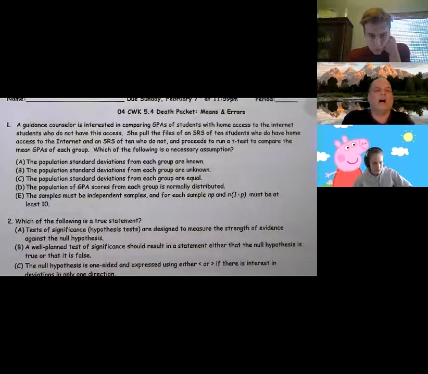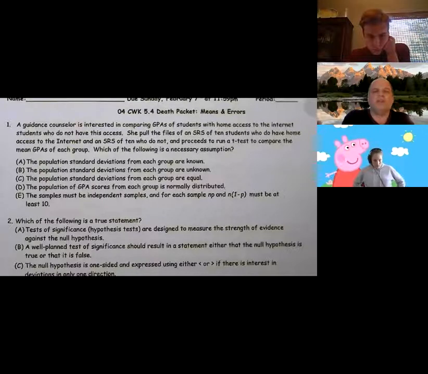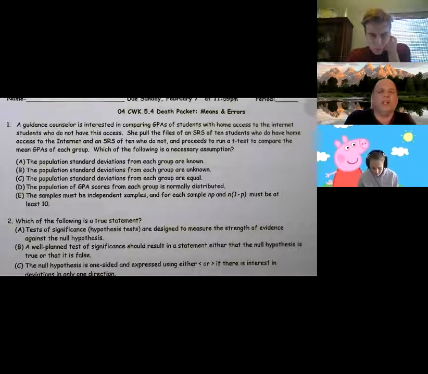All right, so number one, a guidance counselor is interested in comparing GPA of students with home access to internet to students who do not have this access. She pulled the files of a simple random sample of 10 students who have home access to the internet and a simple random sample of 10 who do not, and proceeds to run a t-test to compare the mean GPAs. All right. Which of the following is a necessary assumption?